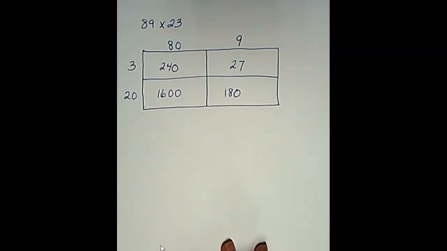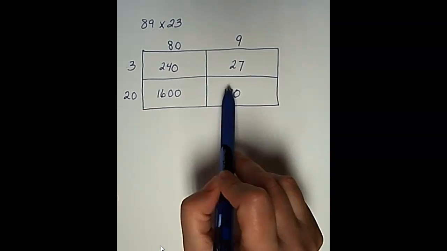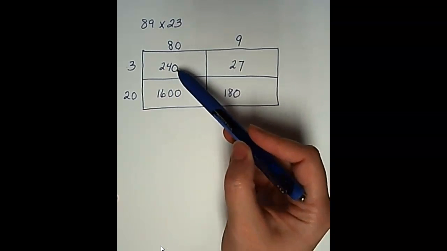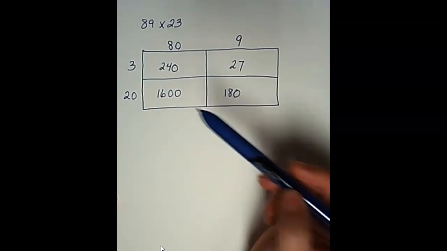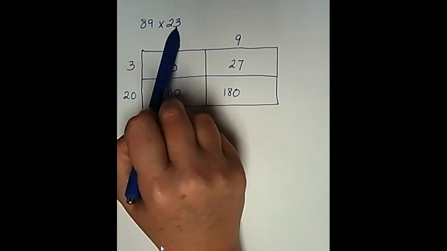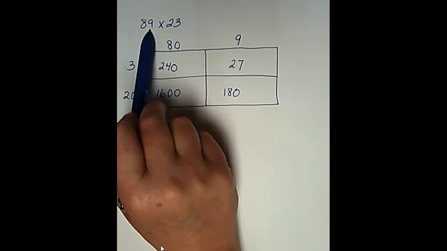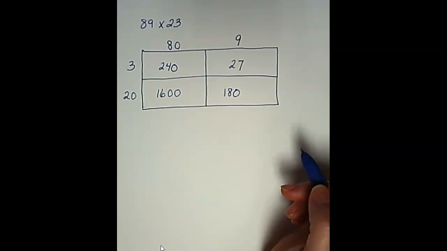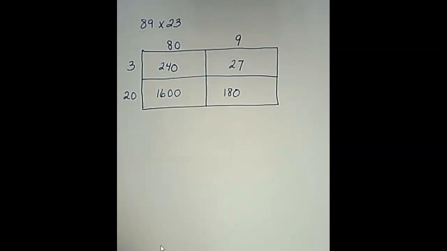And so now what I need to do is add these together. If I'm looking at this, it doesn't matter if I add going across or if I add going down. I can do it either way. Because we're multiplying this 3 from the 23 times 89, I'm going to choose to go across. And the reason I'm doing this is because in a moment we're going to solve this problem using our traditional method, the standard algorithm, and that's what we would be doing there.